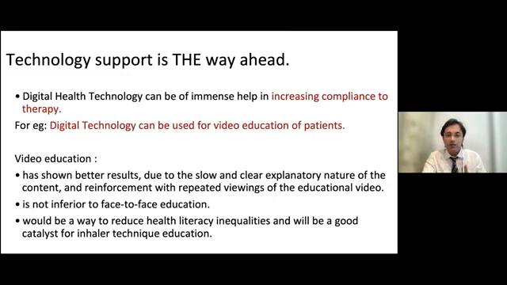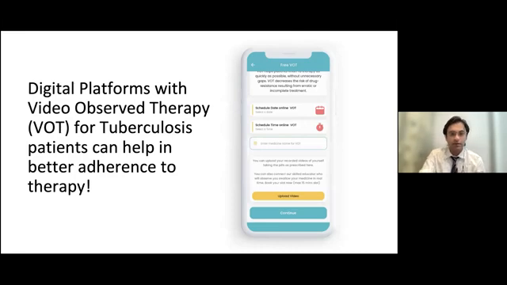And it would be a way to reduce health literacy inequalities, and it will be a good catalyst for inhaler technique education, where we all struggle. Even the patients who have been taking MDI with spacer get a little casual sometimes and just use the inhaler without the spacer, and then over a period of time land up with exacerbations.